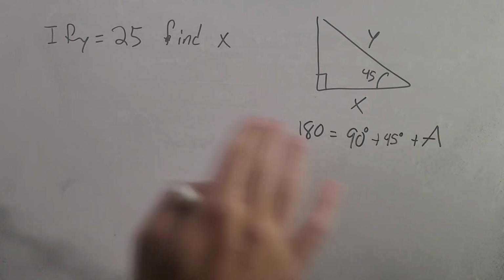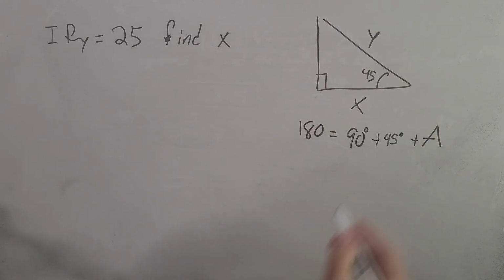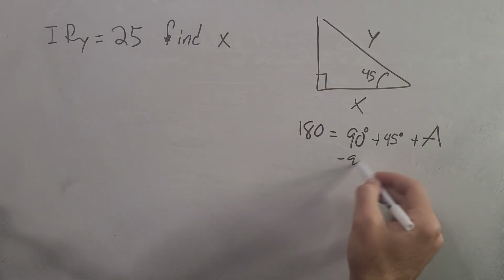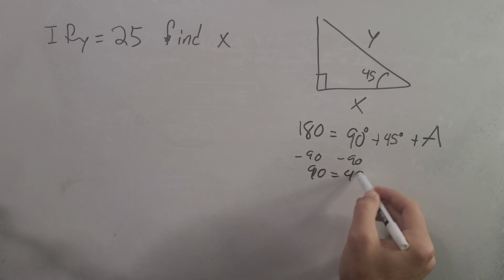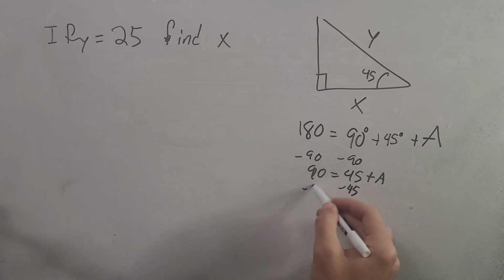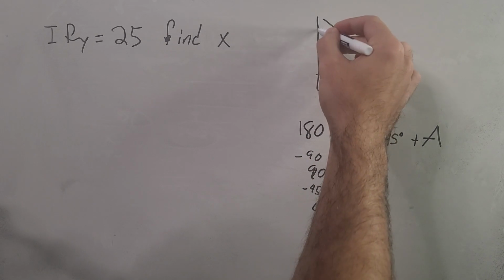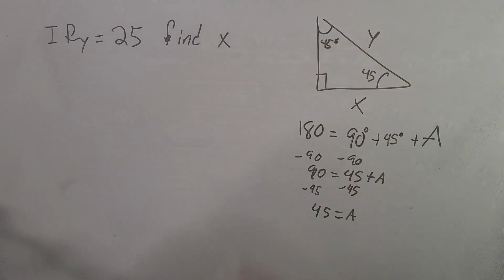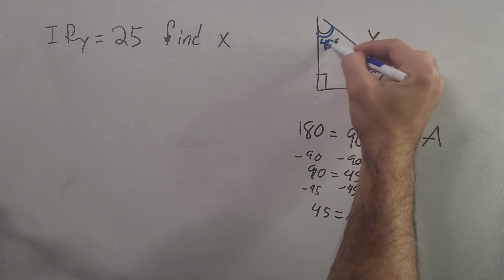So knowing the shortcuts, we can already tell this is a 45, 45. But let's just practice the math real quick. We get 180. If we subtract 90 to both sides, we get 90 equals 45 plus A. And then I would subtract 45 to both sides. So I just proved that my missing angle is also 45. They didn't have to tell me that. I'm going to use my blue marker for that. That's something that you can infer as a student, that this other angle is also 45 degrees.